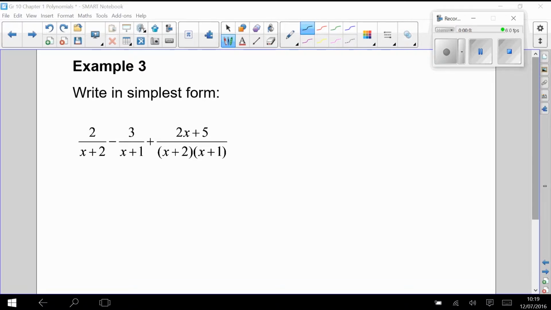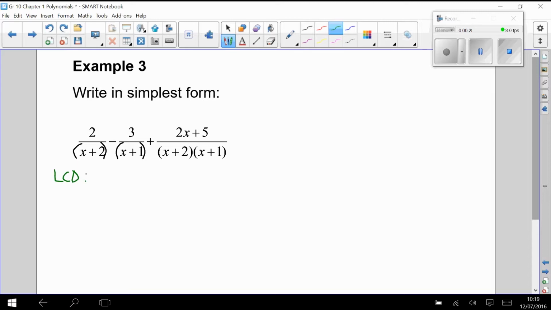In example 3, we already have nice, neat factors in our denominators. The first factor is the bracket factor, x plus 2. The second is the bracket factor, x plus 1. And the third denominator has an x plus 2 factor and an x plus 1 factor. As I already have all my factors fully factorized, I can write down my LCD.